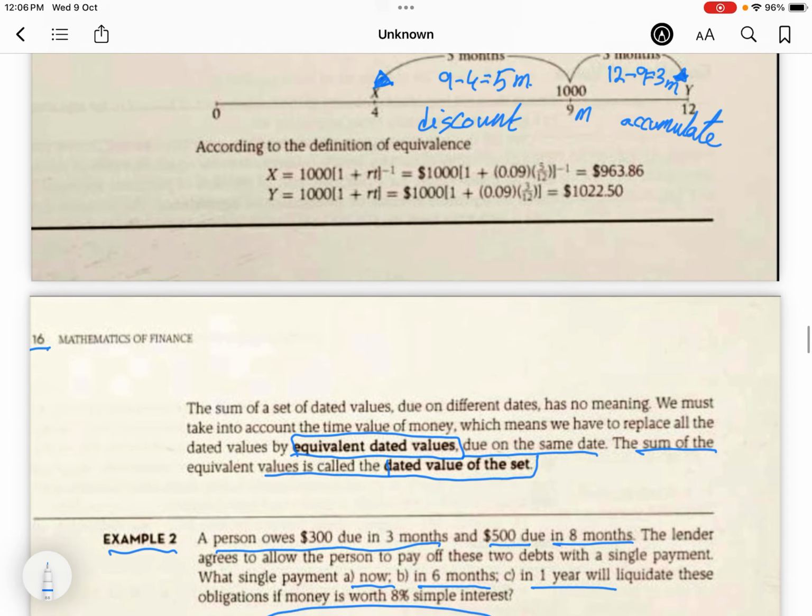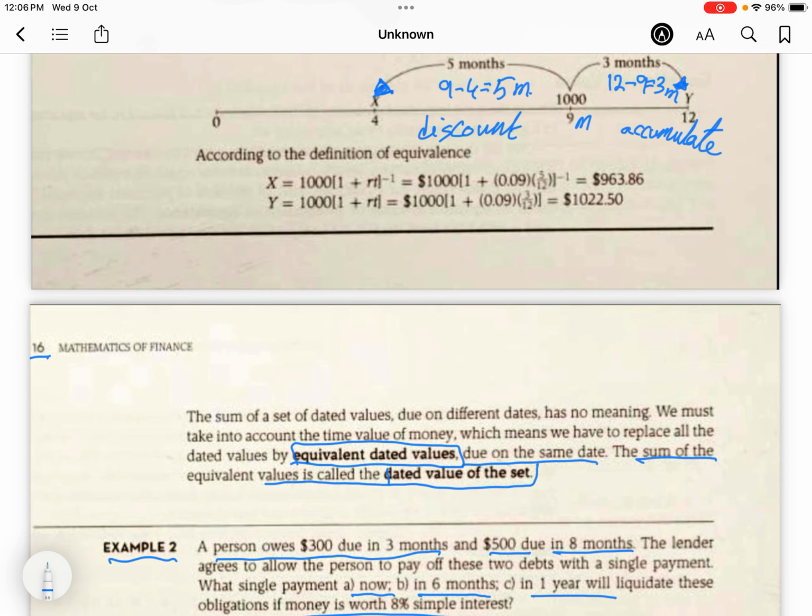Continue. Here the sum of the set of dated values due on different dates has no meaning. We must take into account the time value of money, which means we have to replace all the dated values by equivalent dated values due on the same date. The sum of the equivalent values is called the dated value of the set.